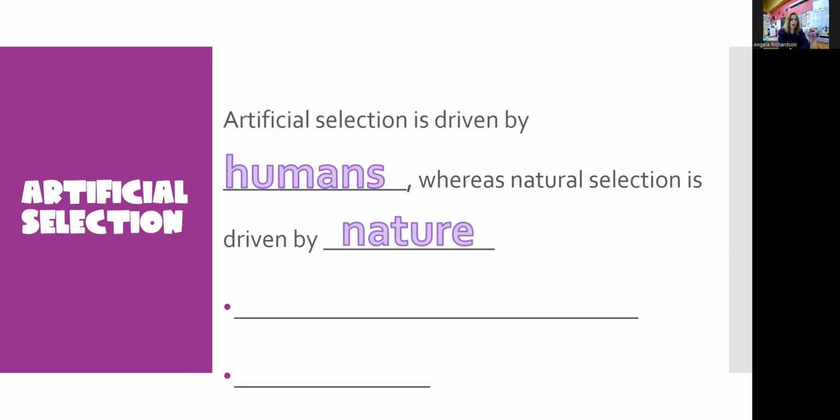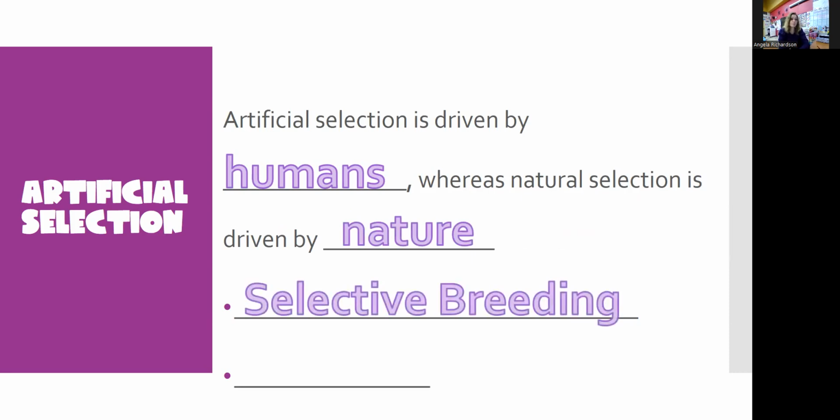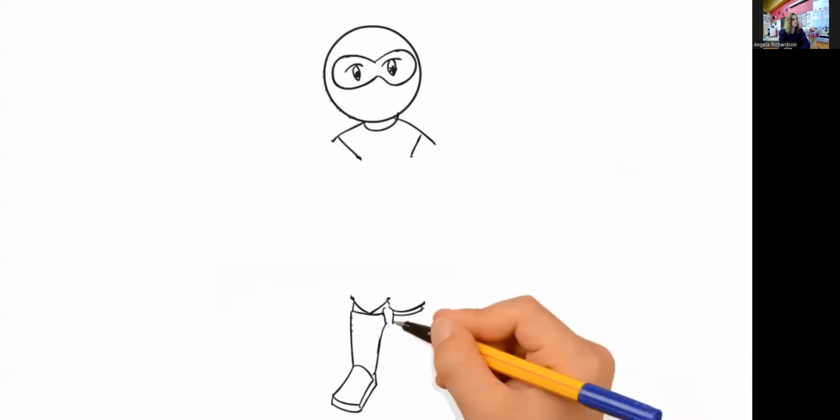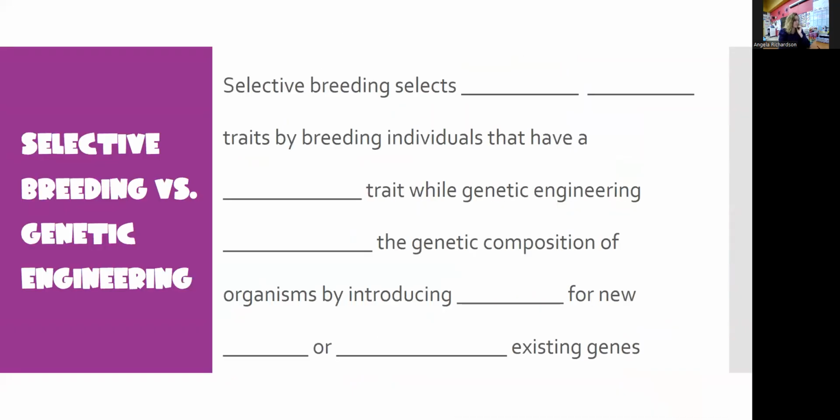Two types of artificial selection we're going to talk about are selective breeding and GMOs, or genetically modified organisms. I'll put that video up later. You can watch that. Okay.